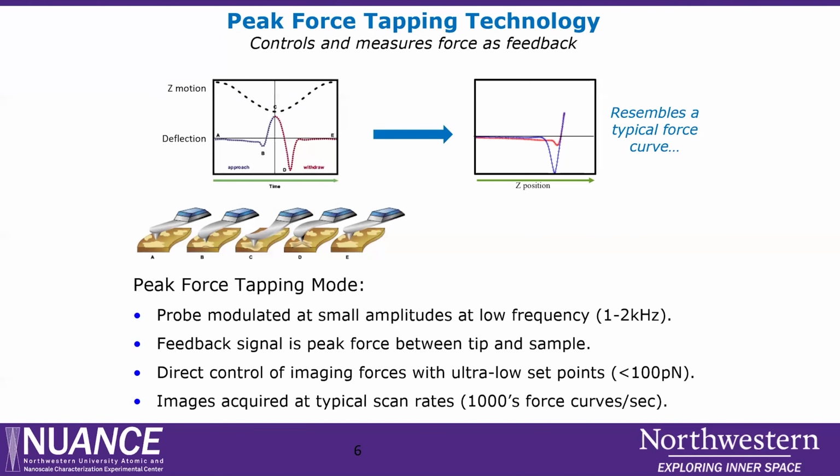Peak force tapping is basically where you modulate the probe with a very small amplitude. Typically the frequency is 1 to 2 kilohertz. The feedback signal is the peak force between the tip and the sample. It allows you to directly control the forces. When the probe is interacting with the sample surface, your forces are almost a few piconewtons. That allows us to not damage the surface and precisely measure the surface properties, which can be electrical, magnetic, or whatever. So that's the basis.